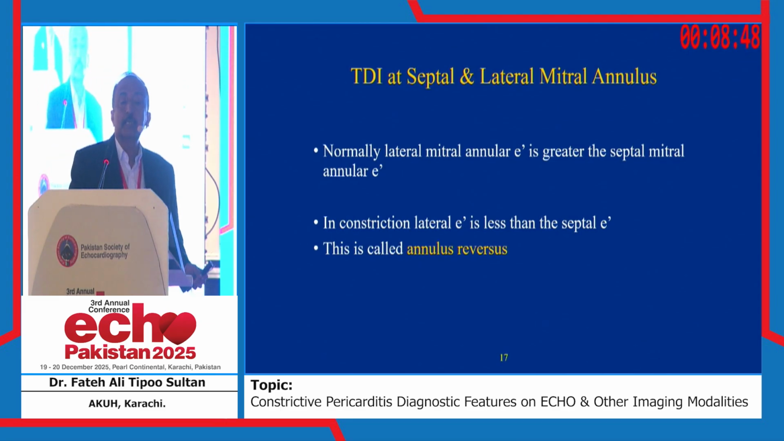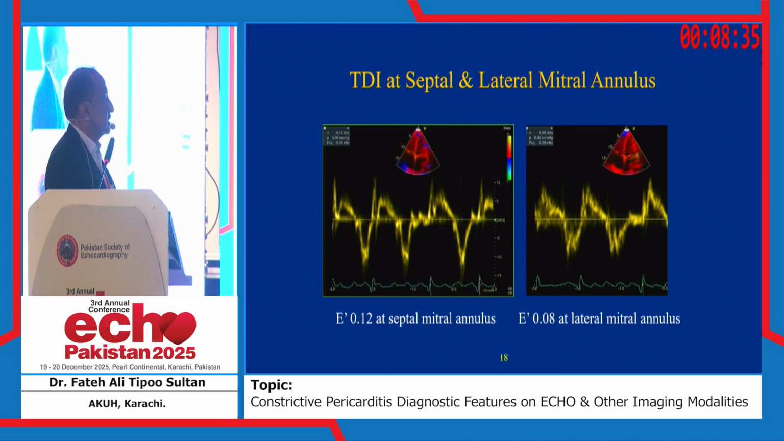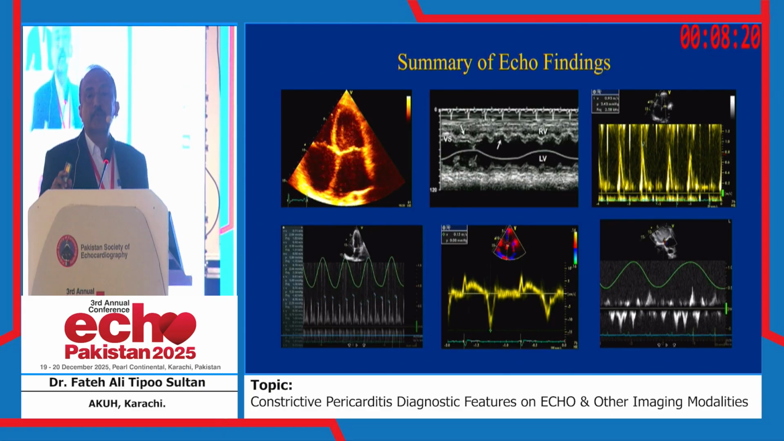Annular reversus is that कि lateral E prime normally ज़्यादा होती है, but in case of constrictive pericarditis, because of the thickened pericardium which is involving the annulus, the lateral E prime would be reduced, and this is called annular reversus. So this is an example of that, and you can appreciate here that the septal E prime is 0.12, while the lateral E prime is 0.08, which is reduced because of constrictive pericarditis. So this is the summary of the echocardiographic findings in a patient with constrictive pericarditis.